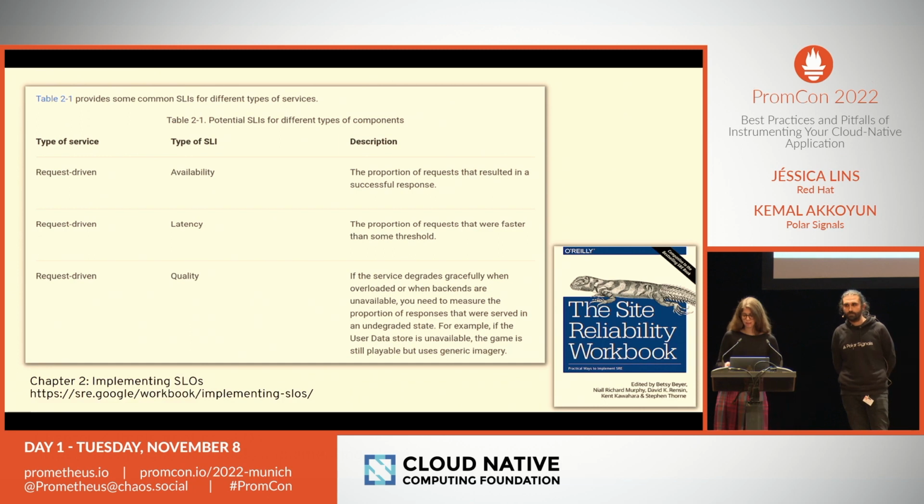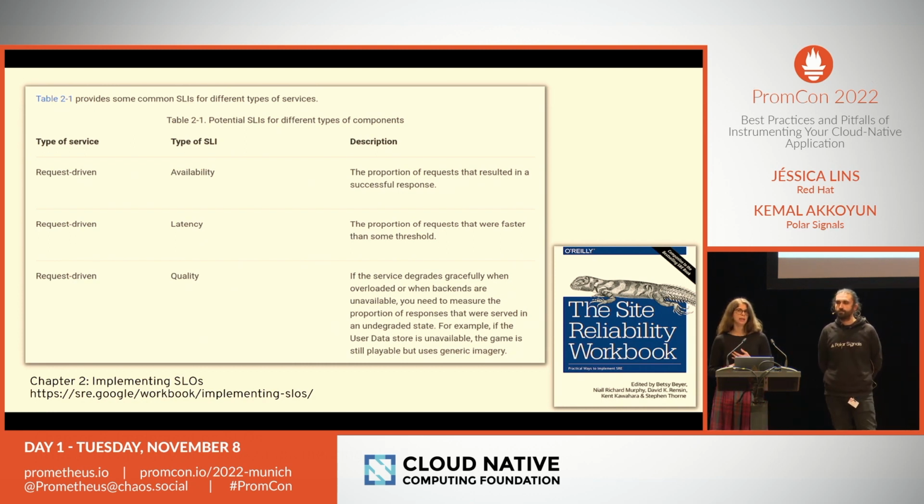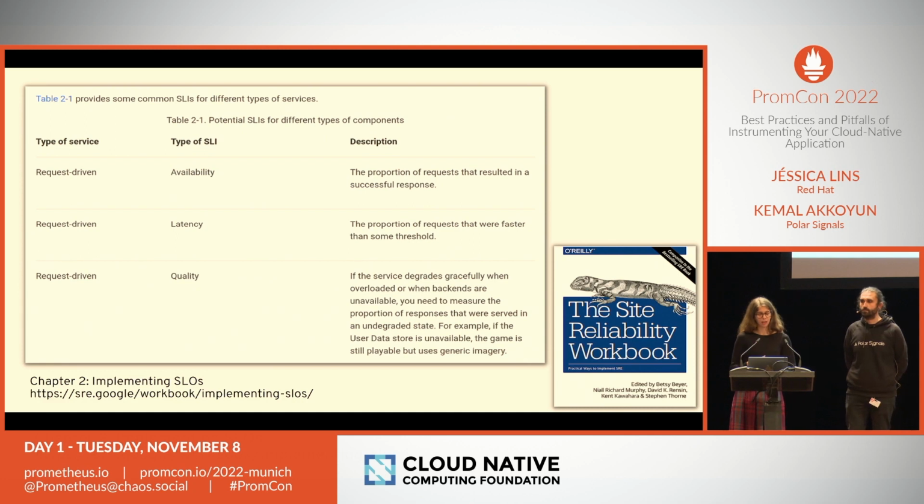If you check the Site Reliability Workbook from Google, I think they give a lot of nice examples of different types of SLIs and also different types of applications. For example, for request-driven applications, they recommend using SLIs for availability, latency, and quality. But you can check on your own time.